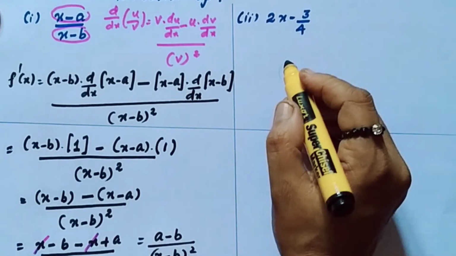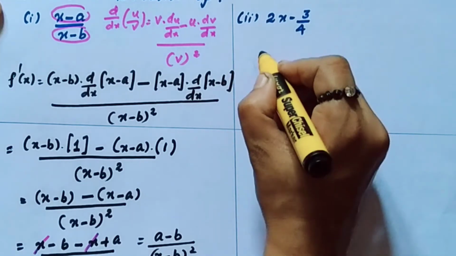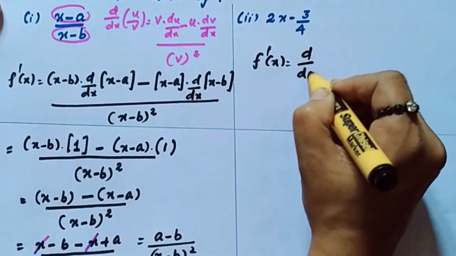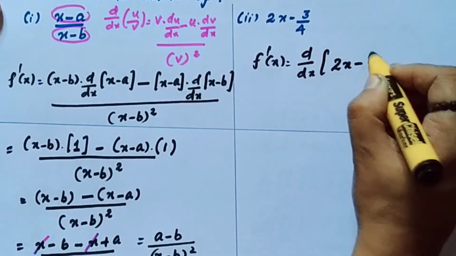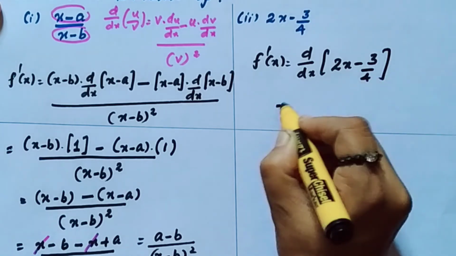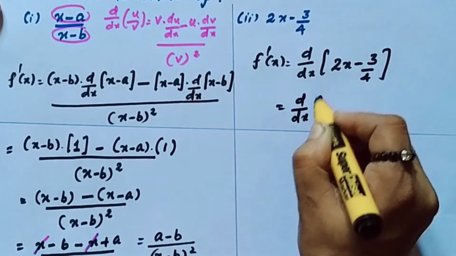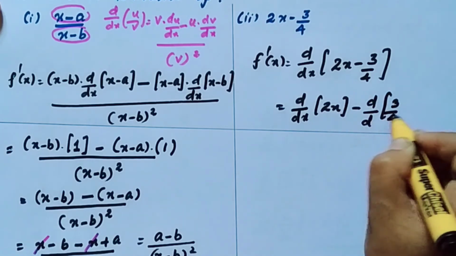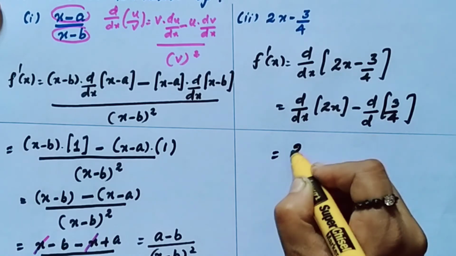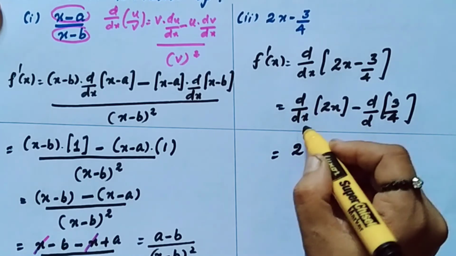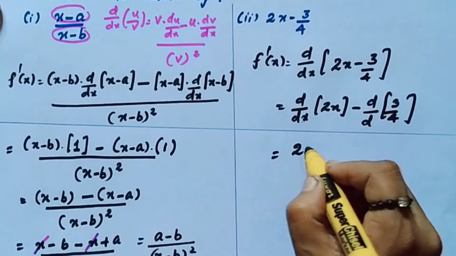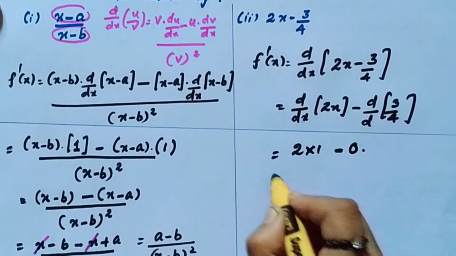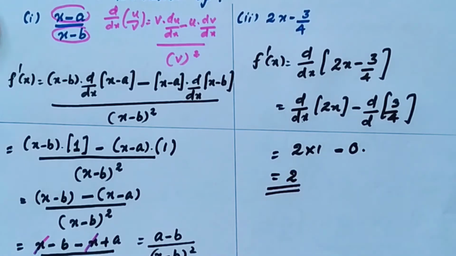Come to this question. How to find the derivative of 2x minus 3 by 4? f dash x equals the derivative of 2x minus the derivative of 3 by 4. 2 is a constant that we can take out of the derivative. The derivative of x, the linear function, is 1. Minus, 3 by 4 is a constant, its derivative is 0, so the answer is 2 into 1, 2.